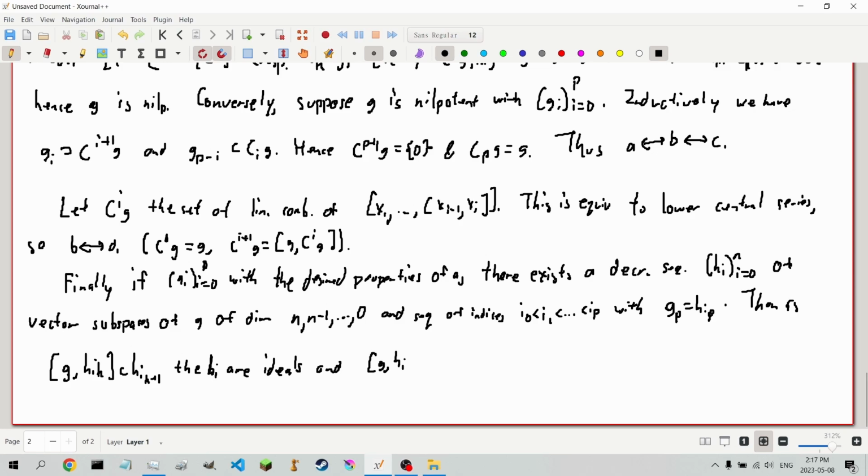G to the H^i must be contained in H^(i+1) for all i. Thus, A is equivalent to E. And that is the end of our proof.